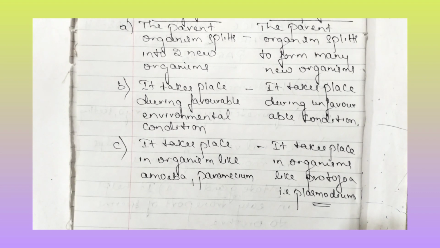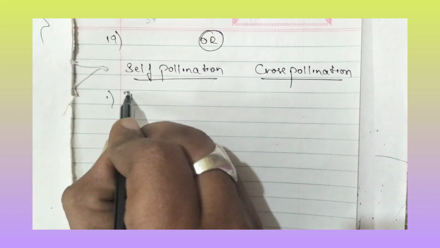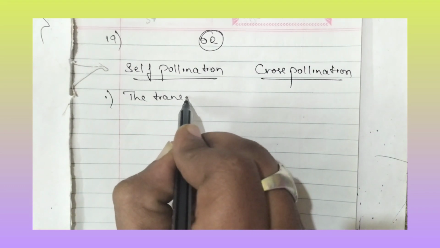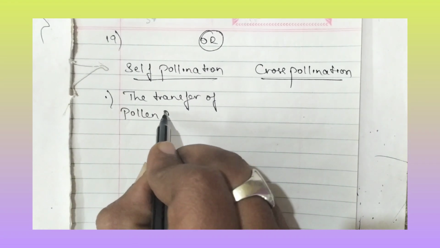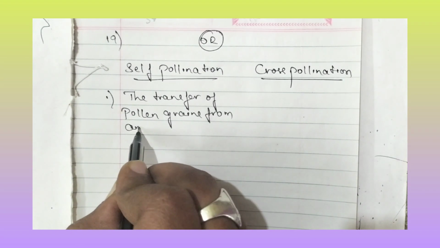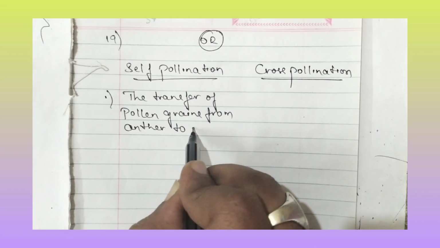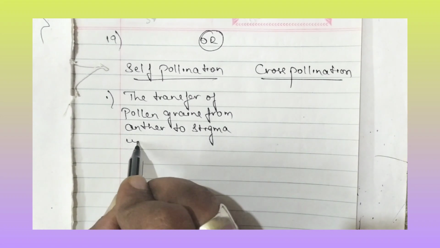For this one, an internal choice question is there: what are the differences between self-pollination and cross-pollination? Differentiate between self-pollination and cross-pollination. What is self-pollination? The transfer of pollen grains from anther to stigma within the flower.